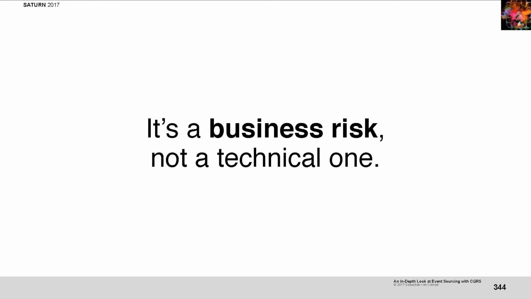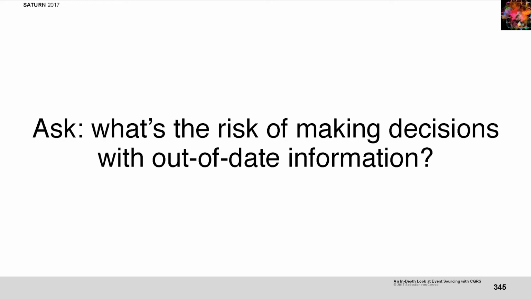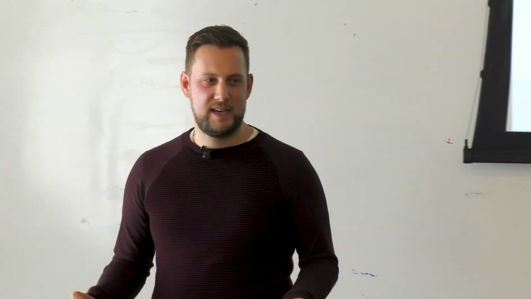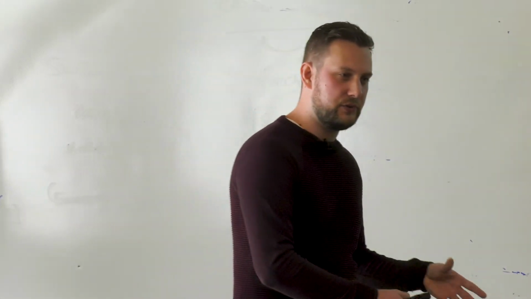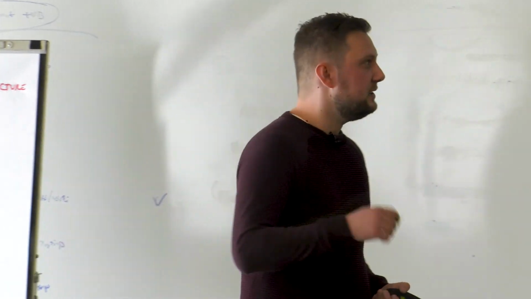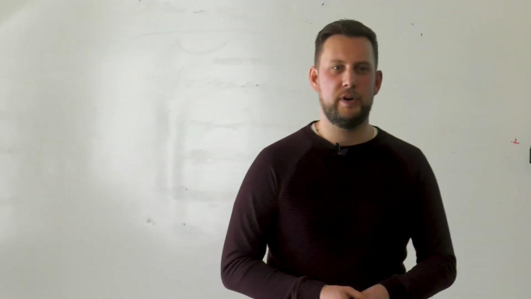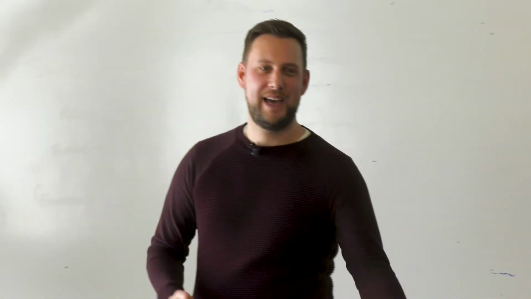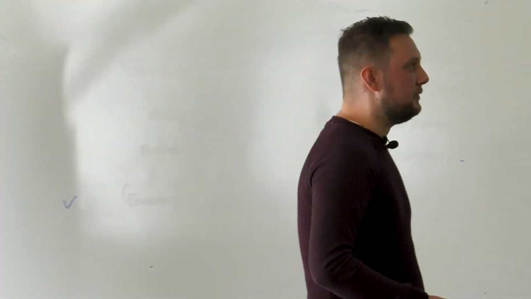And this is because all of this is a business risk, not a technical risk. And what we want to ask ourselves is, what's the risk of making decisions with out-of-date information? If we're looking at a sales report that's a few hours out of date, we're not going to necessarily make bad decisions as a result of that report. A user who's looking at their order, on the other hand, they might decide, oh no, I don't see my order here, I must place it again. Right? That is an example of a bad decision made with out-of-date information. So that's why that threshold is lower.